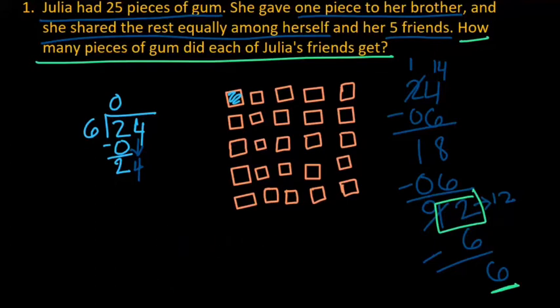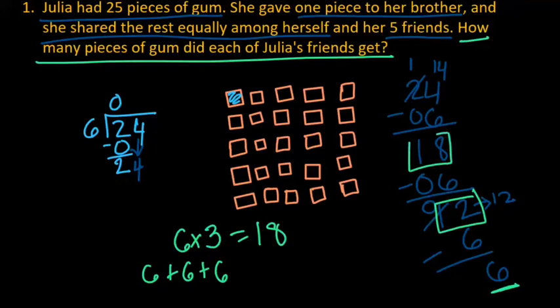Okay, so another way is, not another way, sorry. Now we do 6 times 3. 6 times 3 is just 6 plus 6 plus 6. 6 times 3, or 6 plus 6 plus 6, is equal to 18. And if you can see right over here, we have 18 here as well.